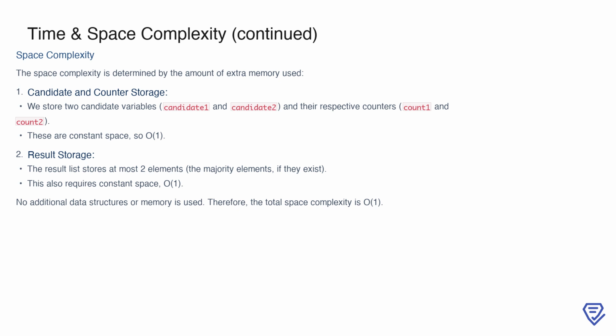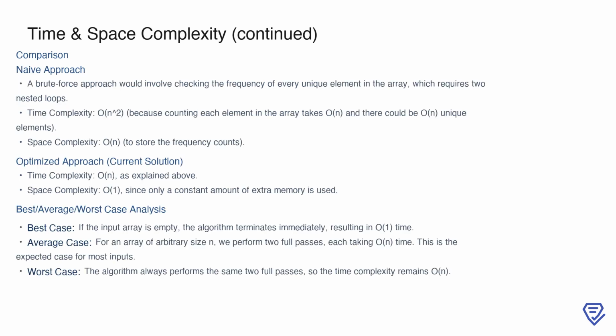Additionally, we store the result in a list that holds at most two elements, the majority elements, if they exist. This also requires constant space, O(1). Since no other data structures or additional memory are used, the total space complexity of the algorithm remains constant, or O(1). To put this into perspective, let's compare this optimized approach with a naive solution.